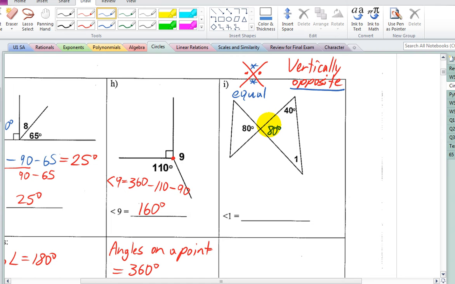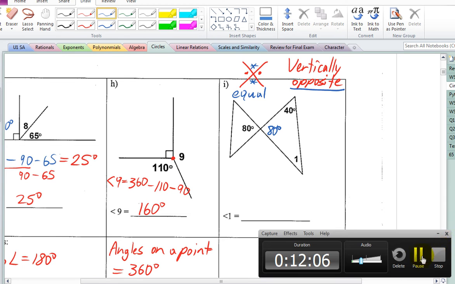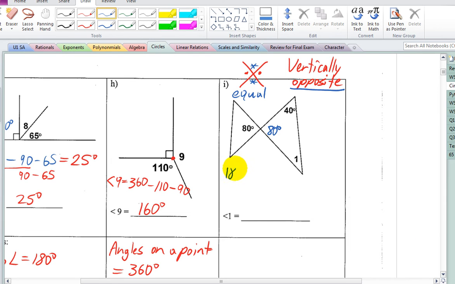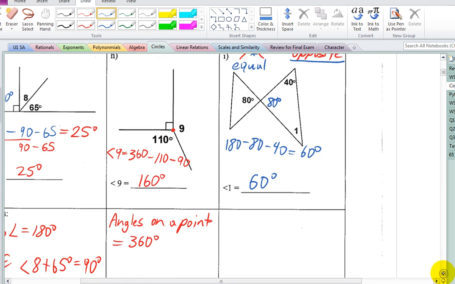So then, now we're in the other triangle. Find angle 1. Go. This one will be 180 minus 80 minus 40. Now I went 180 minus 80 because that's 100. Minus 40 means angle 1 is 60 degrees. Okay. How many people got 60? Good. Continuing on then.